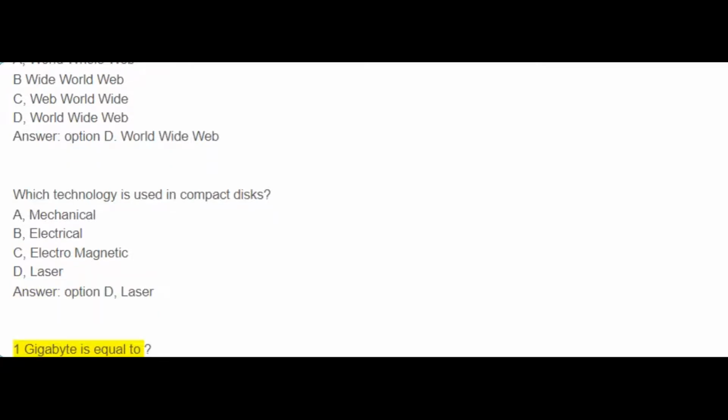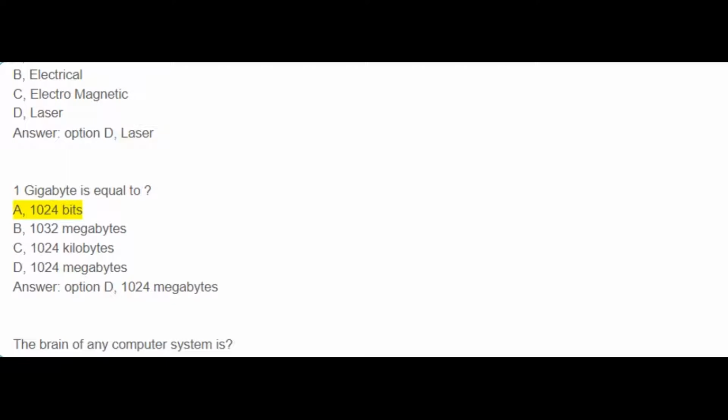Which technology is used in compact discs? A. Mechanical. B. Electrical. C. Electromagnetic. D. Laser. Answer. Option D. Laser.